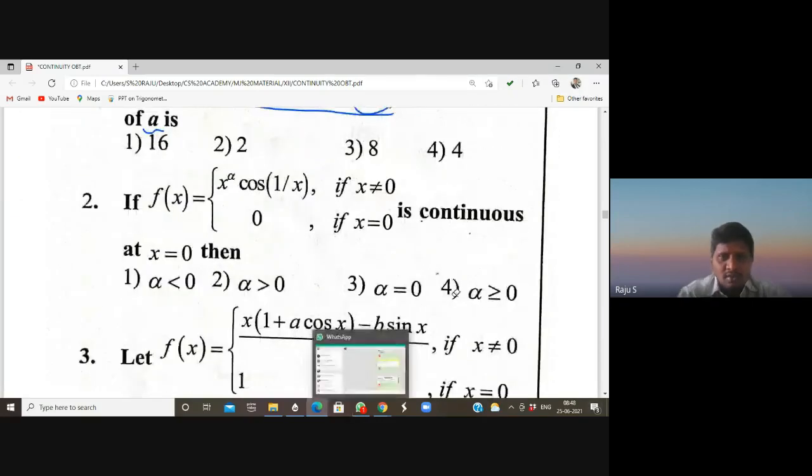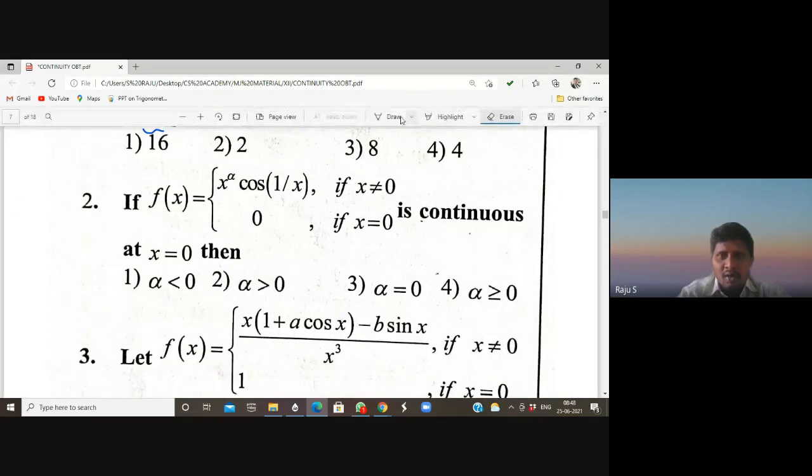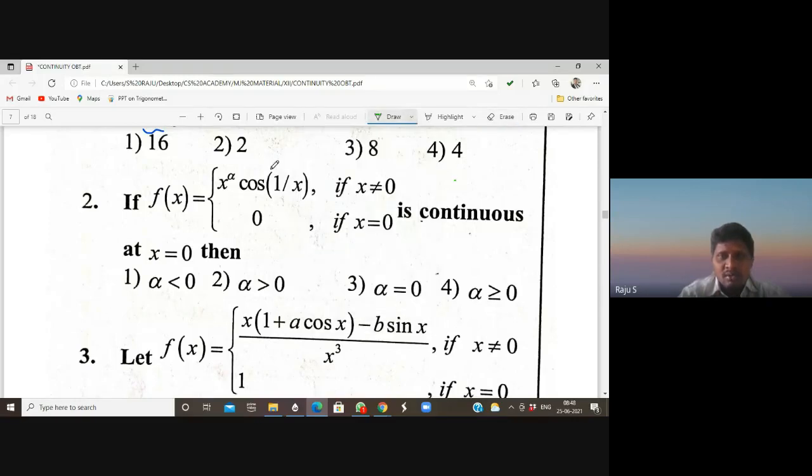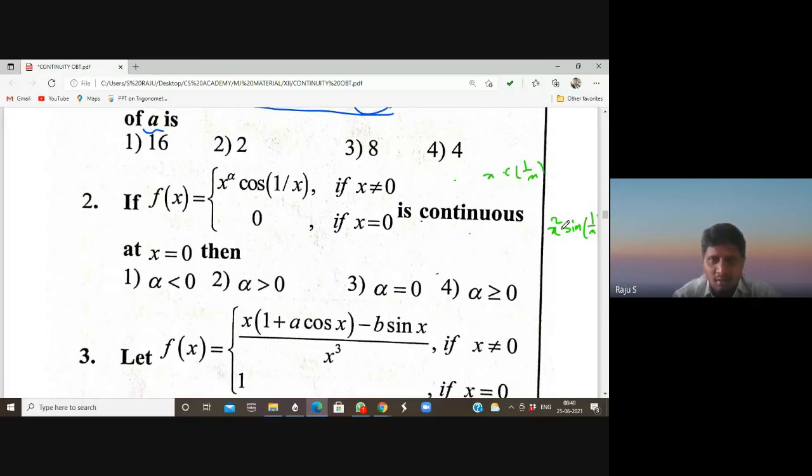The next question is one we have already seen, which is done with the help of the Leibniz rule. Generally, what functions might they give? x cos 1 by x. We have already seen in NCERT, I think, the question x square sine 1 by x. So we checked whether it is continuous or not. We checked it, right? So clearly we conclude that it is continuous at x equal to 0.